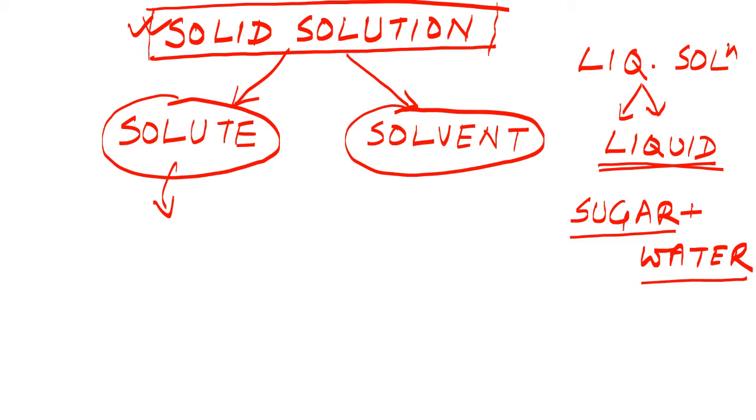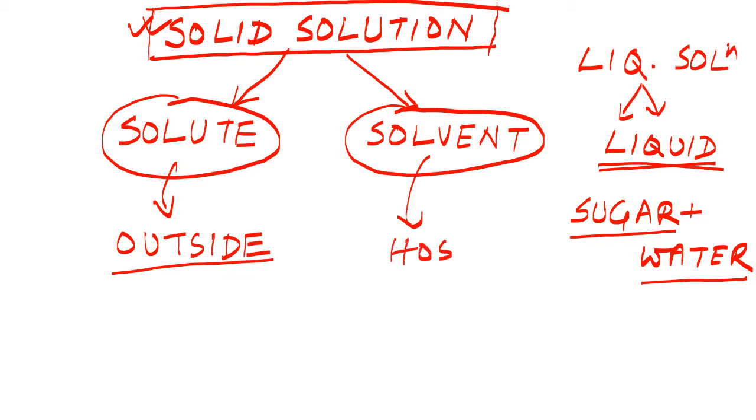So the solvent is the element or compound present in the greater amount in the material, right? The solute is the foreign atom which will be added to the host atom. So the solvent is basically the host, and the solute is what is coming from the outside. That's why we said this is the foreign atom, and this is the host.